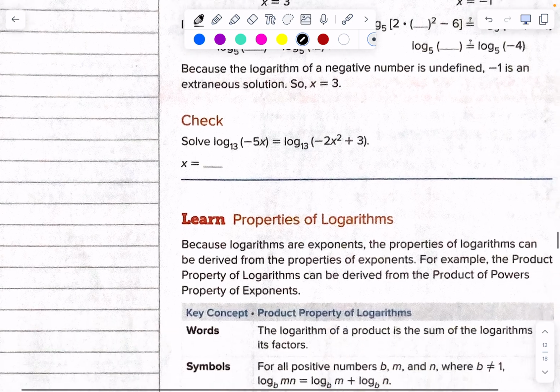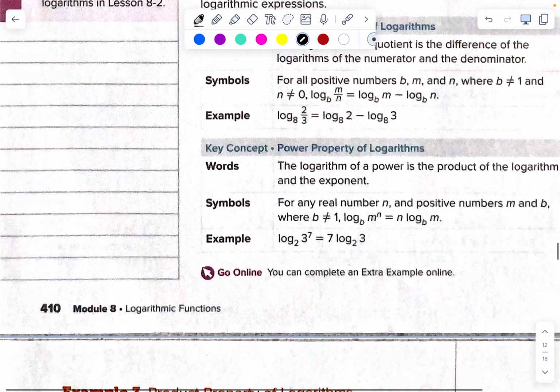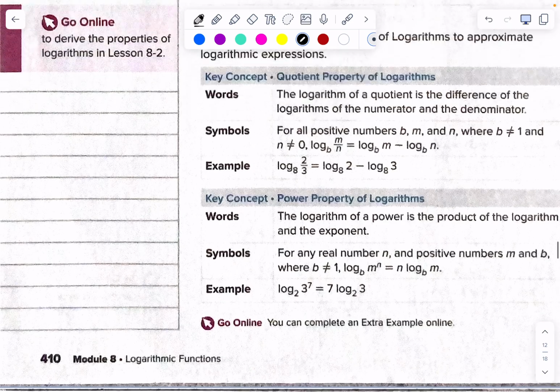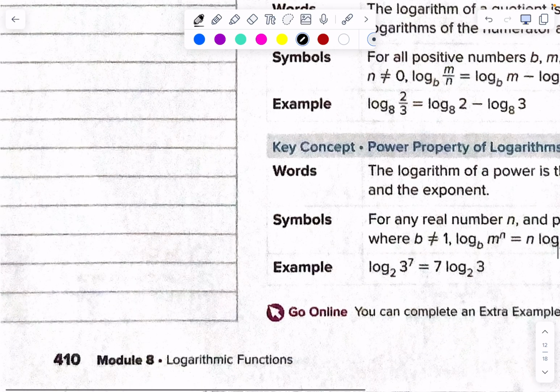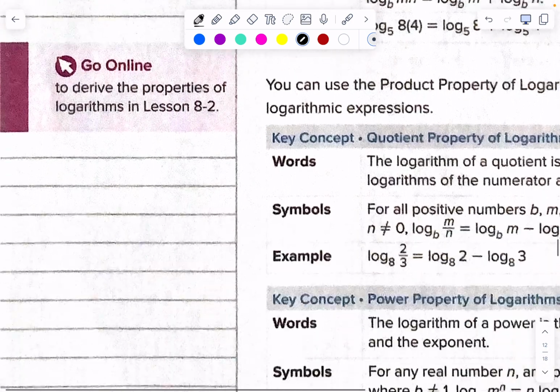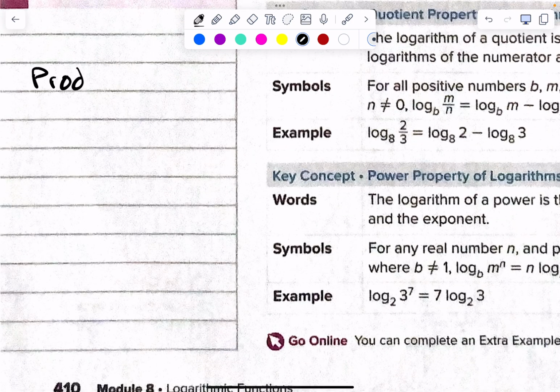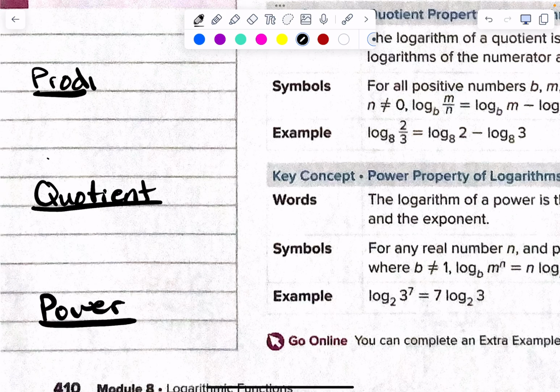Okay? Example 3. All right, let's talk about this. Go to page 410, and here off to the side, I'm going to illustrate these properties, but I do a better job over here. This is like a little simplification. So we have something called the product, the quotient (the quotient's the answer of division), and then power. Okay, we have the product, the quotient, and the power.